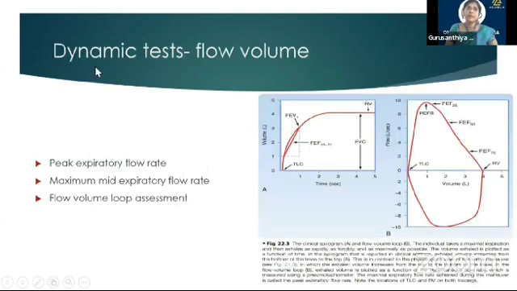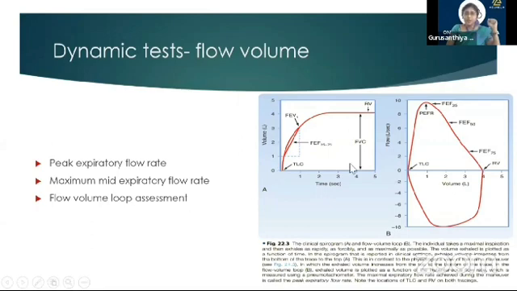Next comes the dynamic test. In dynamic test, as of now, we have seen only the volume time loop. Now we are seeing the flow volume relationship. In flow volume relationship, we will be seeing the peak expiratory flow rate, the maximum mid expiratory flow rate, which is the FEF 25% to 75%, and the flow volume loop assessment.